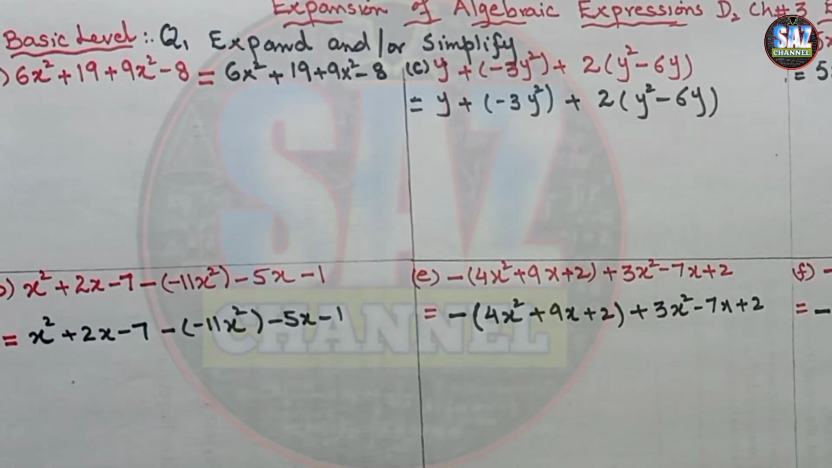This is my second lesson of D2, chapter number 3, exercise 3A, that is about expansion and factorization of algebraic expressions. The first exercise is based on the concept of expansion of algebraic expressions. So we will just be talking about the expansion of algebraic expressions. What are the algebraic expressions and how to find the expansion of given algebraic expressions?